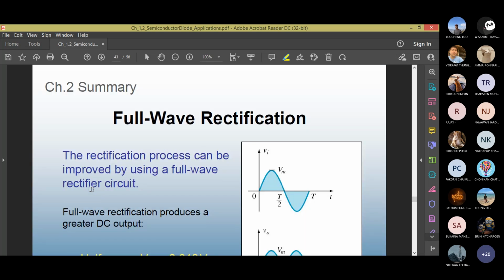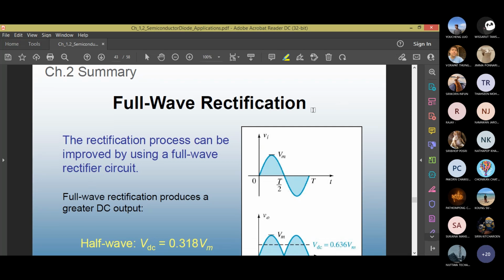Now there is something called full wave rectification. What does a rectifier do? It takes an AC input and converts it into a DC level.